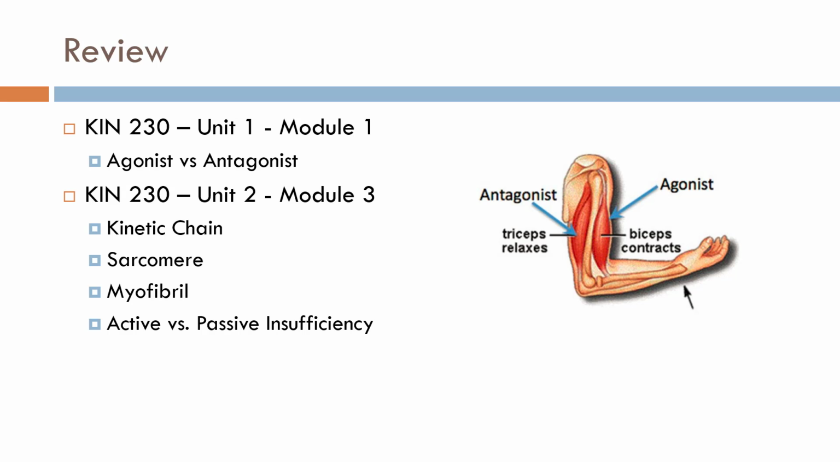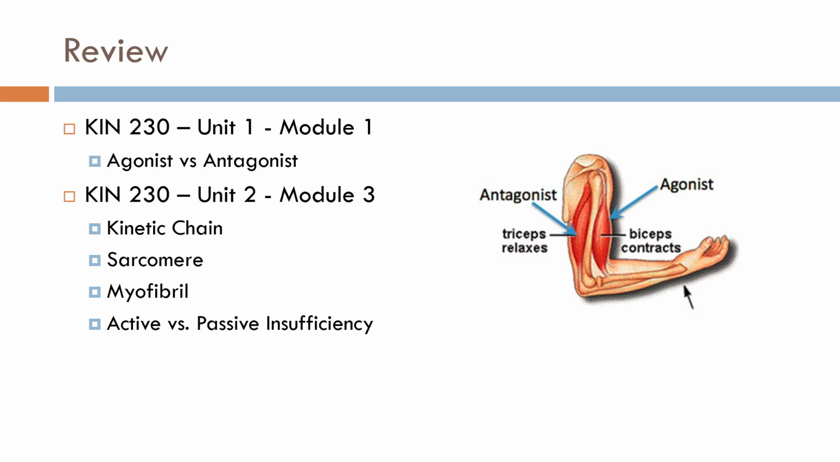As we progress through KIN 230 into the biomechanics a little bit, we start talking about kinetic chains and how one joint movement can affect or influence movement in another joint. We looked at muscular physiology, looking at the sarcomere as the contractile unit of the muscle, and that sarcomeres run the entire length of the muscle that make up the myofibril. And then we also introduced this concept of active and passive insufficiency, looking at where muscles are strongest, such as in the mid-range position, and where they're weakest at the lengthened or shortened position. So active insufficiency for the shortened position and passive insufficiency.